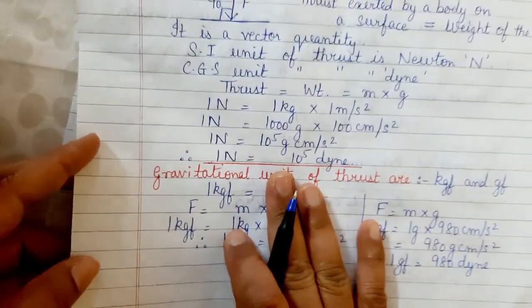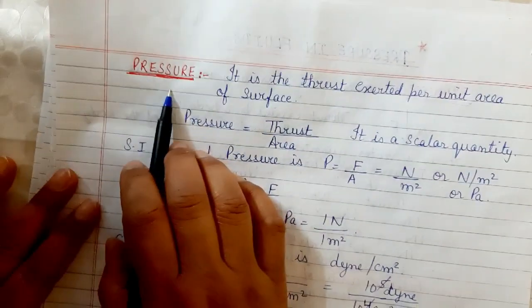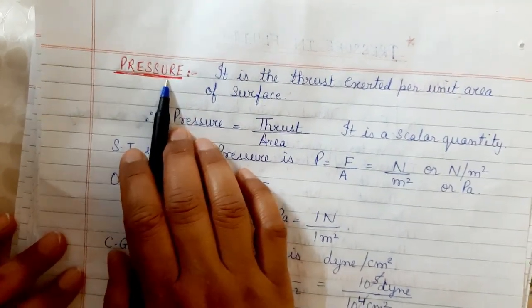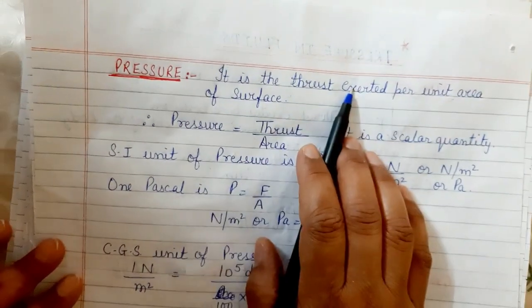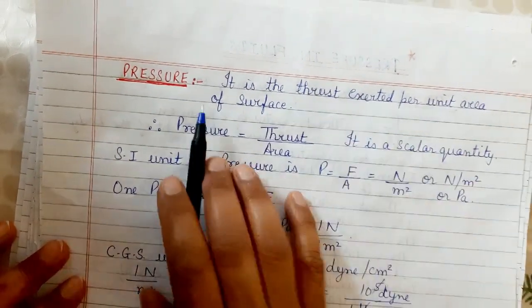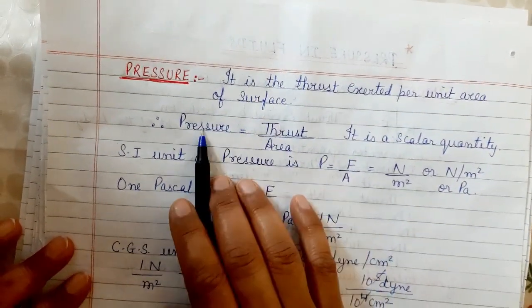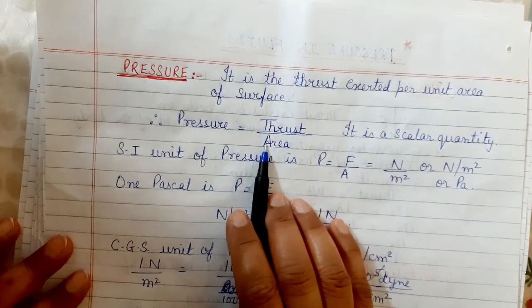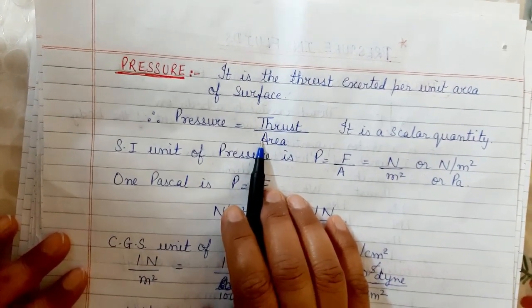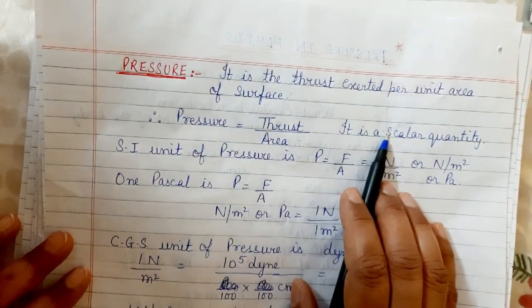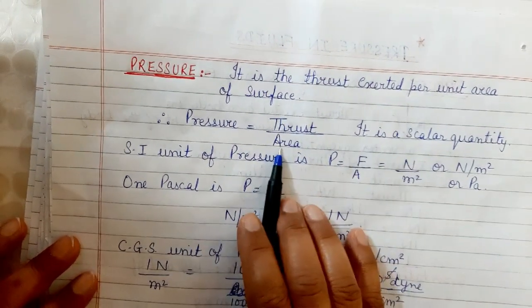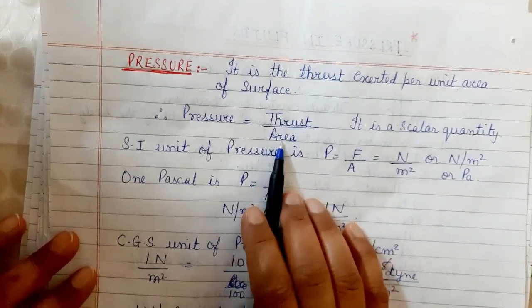So after this topic of thrust, we go to the next topic, and that is pressure. Now, what is pressure? Pressure is the thrust exerted per unit area of surface. The pressure is given by the formula thrust upon area. And let me tell you that pressure is not a vector quantity, it is a scalar quantity because it is not only dependent on thrust but also area.